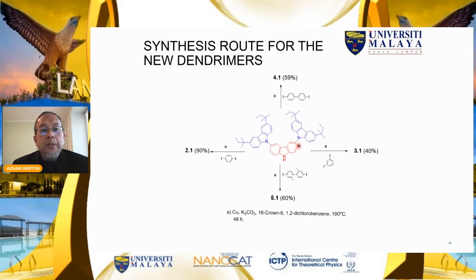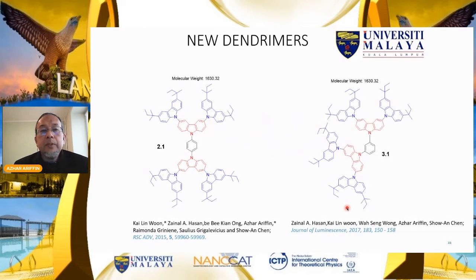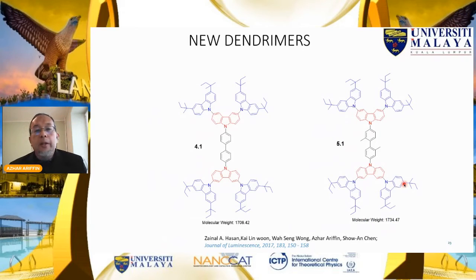After we got the dendrimer, we did the Ullmann coupling reaction with various acceptors or linkers. For compound 2, we used 1,4-dibromobenzene. We also have 1,3-diiodobenzene, and we also have this diiodobiphenyl compound here. So we have successfully synthesized 4 different compounds using the Ullmann coupling reaction with this dendrimer. We get compound 2.1 here, compound 3.1, compound 4.1 and compound 5.1.